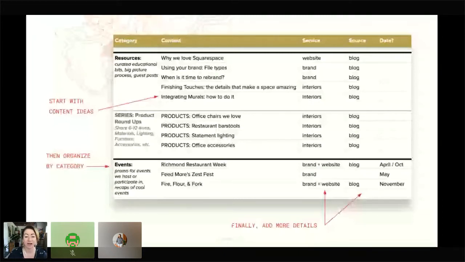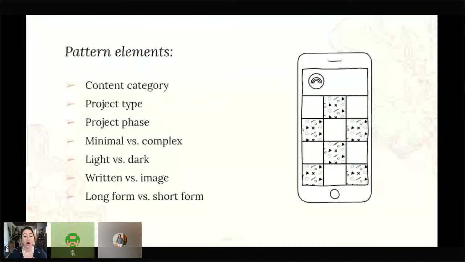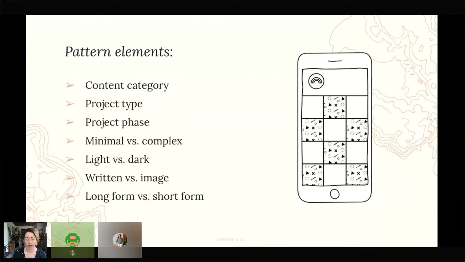Okay, now that we've got our ideas organized and documented, it is time to create your pattern and put it on a schedule. I want to start by talking about patterns. For our purposes, I really consider a pattern to basically just mean a rotating template of themes. Themes can be around anything. They can be specific to your content type or elements of your content, or they can be visually inspired.